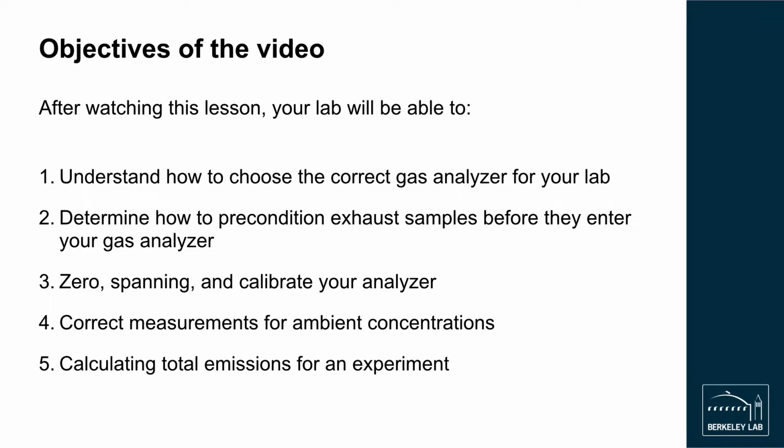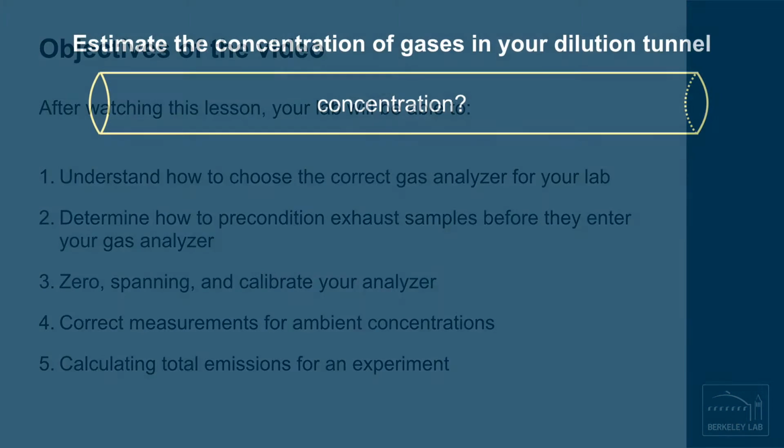The objectives of this lesson are to understand how to choose the correct gas analyzer for your lab, how to precondition exhaust samples before they enter your gas analyzer, zeroing, spanning, and calibrating your gas analyzer, correcting measurements for ambient concentrations, and calculating total emissions for an experiment.